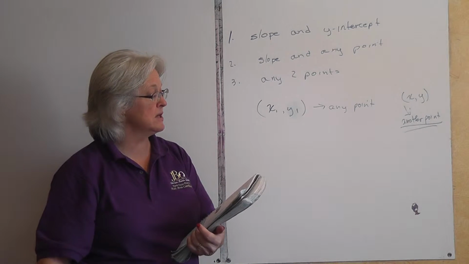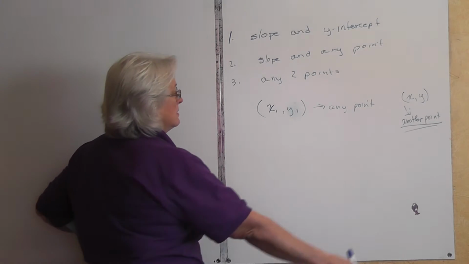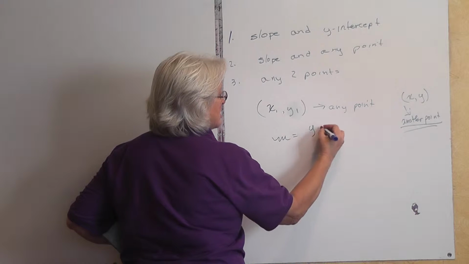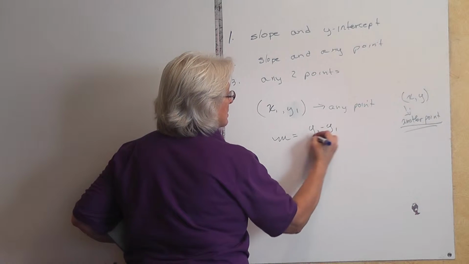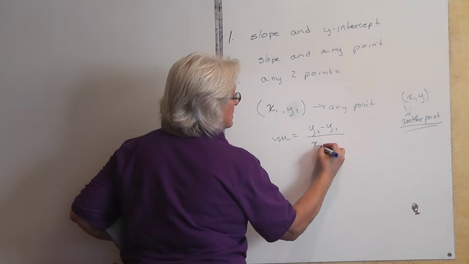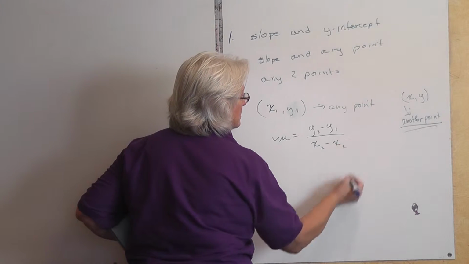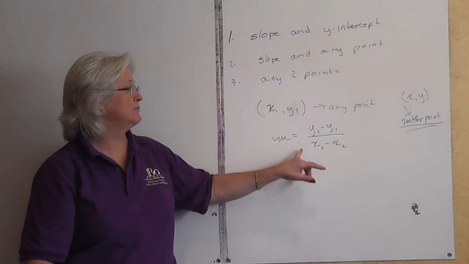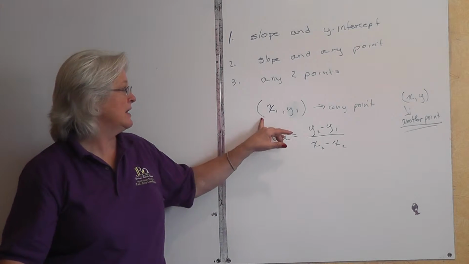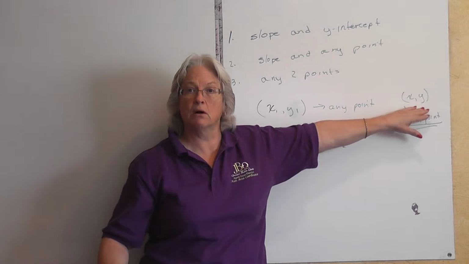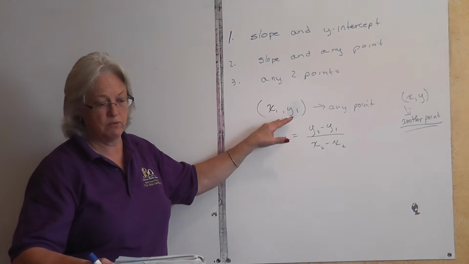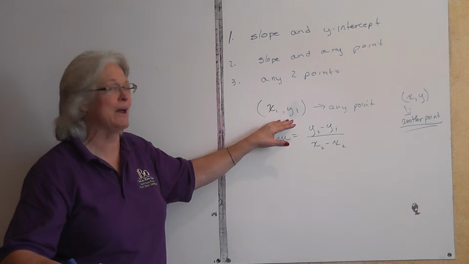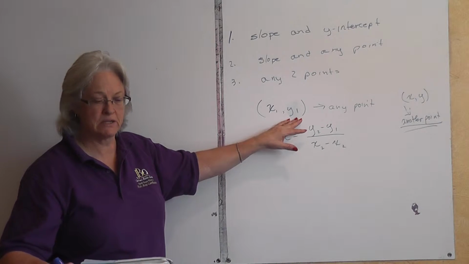So if we have slope, what's our slope? The slope was the change in y divided by the change in x. You had to have 2 ordered pairs. We have 2 ordered pairs here. One of them we're just calling (x, y). One of them we're identifying as (x sub 1, y sub 1).